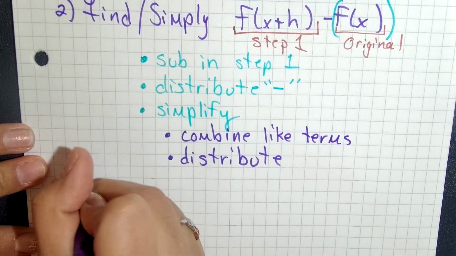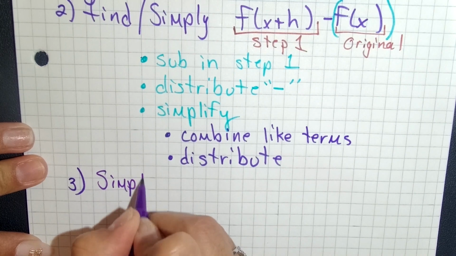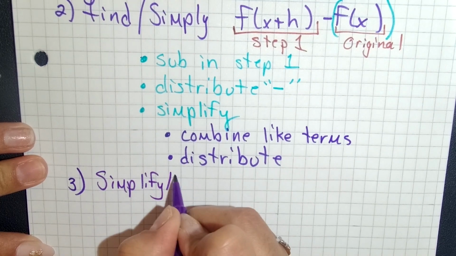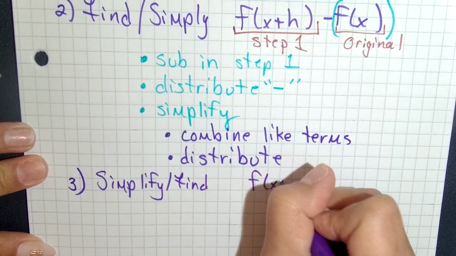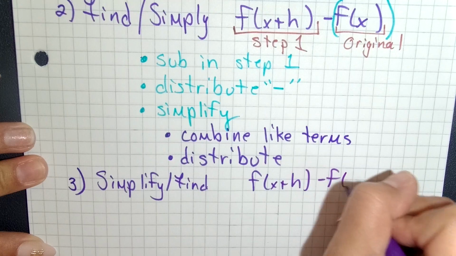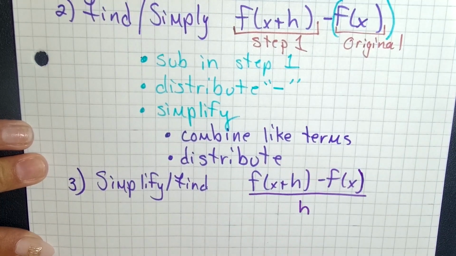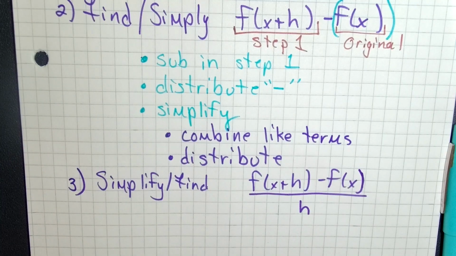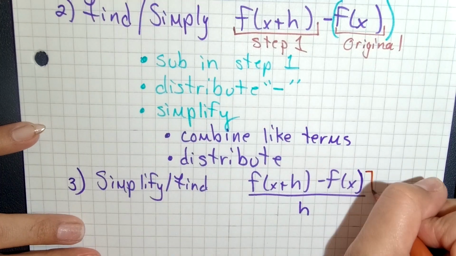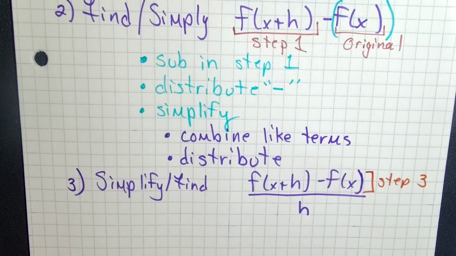Step 3. You need to simplify. Oops, I did that backwards. Or find, doesn't matter. f of x plus h minus f of x over h. But guess what? You've already done this part in step 3. So you don't have to do it again. This is why we're breaking it down step by step.